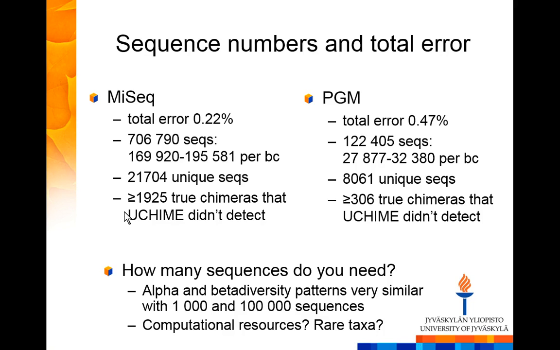So sequencing error and also PCR error. Also, you can calculate based on the error checking protocol. You can check how many true chimeras there are that UCHIME didn't detect. So here you can see that. How many singletons do you have? If you leave out the singletons, what's the amount of unique?